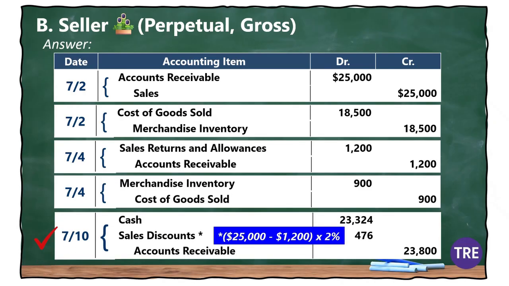Finally, on July 10th, Panda pays within the discount period. The balance receivable after returns is $23,800. The 2% discount is $476. Bamboo debits cash for $23,324, debits sales discounts for $476, and credits accounts receivable for $23,800. This shows how the seller recognizes revenue at the invoice price under the gross method, and only records the discount when payment is actually made.